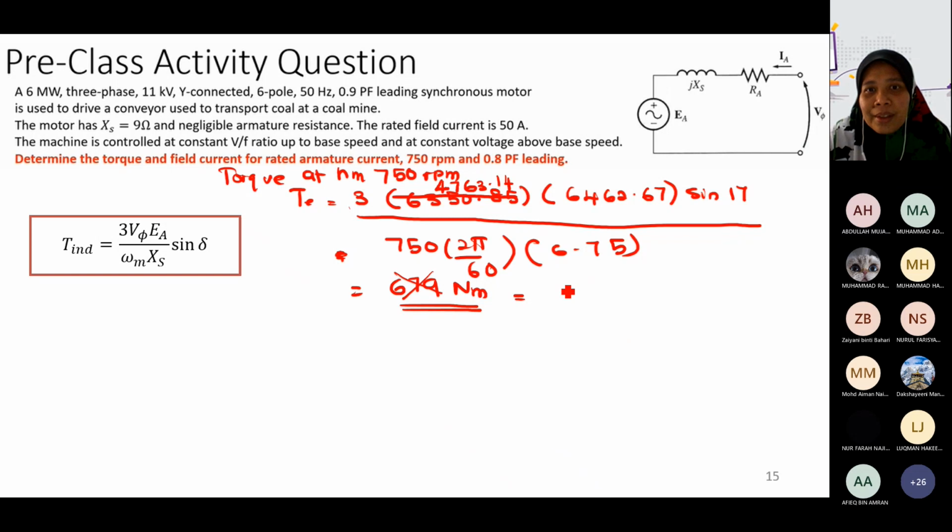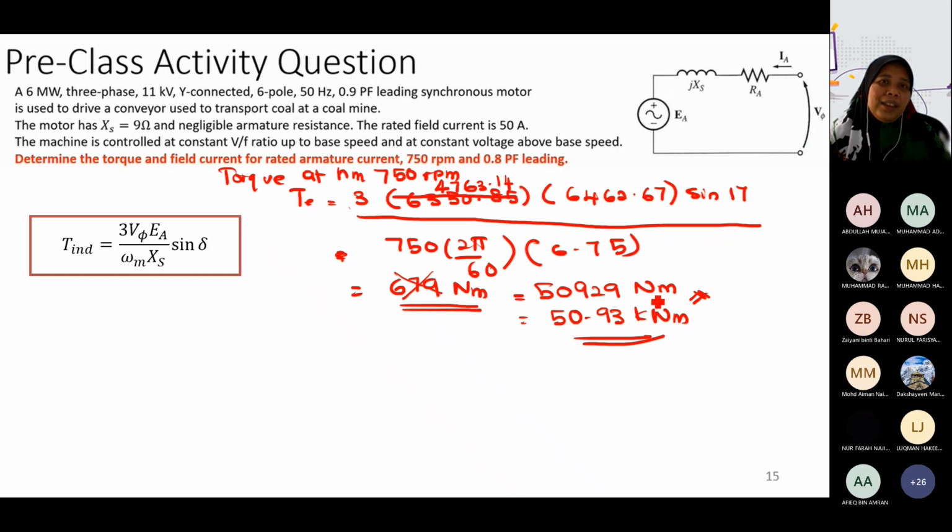50k. 5929 Newton meter. Are there decimal points? 59.29. Point 37 Newton meter. Okay, did everyone get this? Okay. So this is your answer, roughly 50.93 kilo Newton meter. Okay, that's the answer.